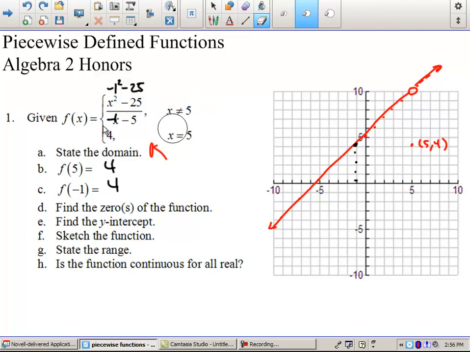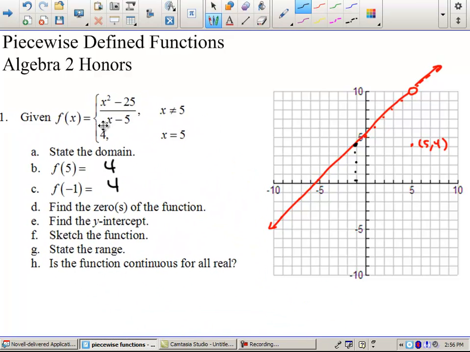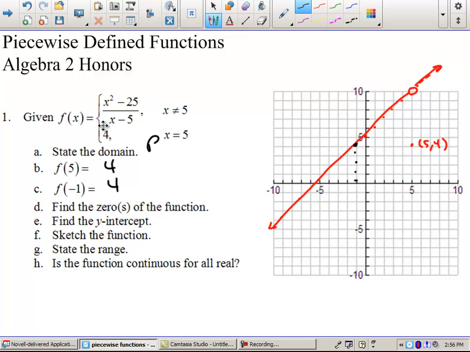Okay, I want to find the zeros of the function. I just lost my domain. Let me put it back real quick. Whoa. My domain is all real numbers.